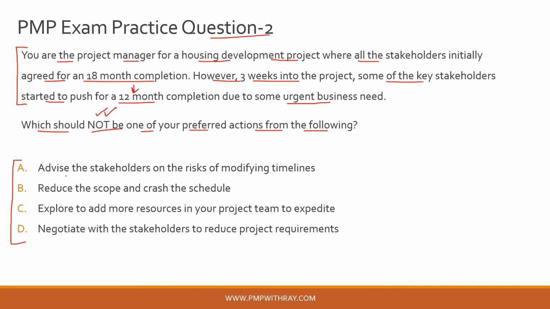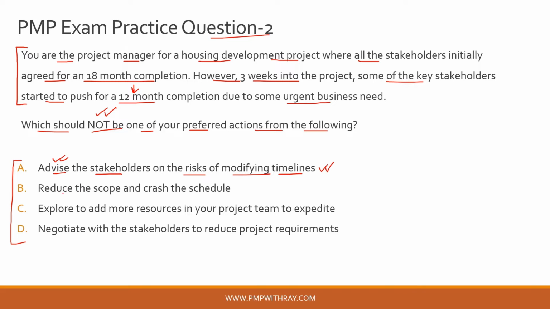So let's look at the options one by one. Option A, advise the stakeholders on the risk of modifying timelines. Now, as a good and pragmatic project manager, guys, you should always do these kinds of activities whenever you are faced with a request of expediting something. So for example, expediting the time or expediting the process of acquiring resources, expediting procurement, etc. A good project manager always makes sure that the stakeholders make an informed choice, and that is what your duty as a project manager is. So this is definitely something which you need to do at this point as a project manager. So option A is incorrect.